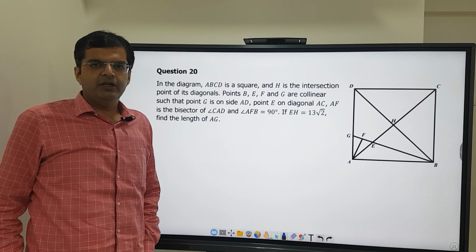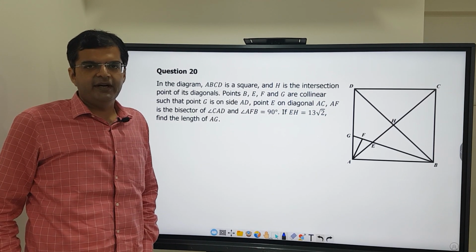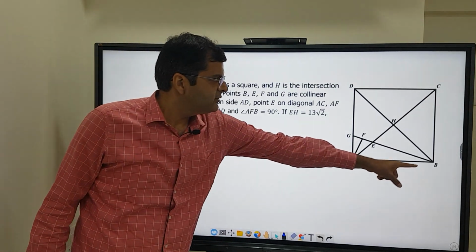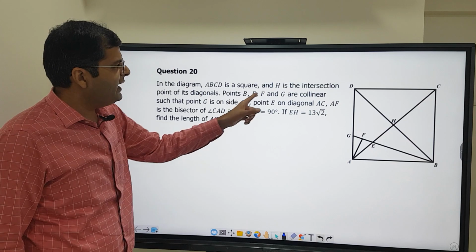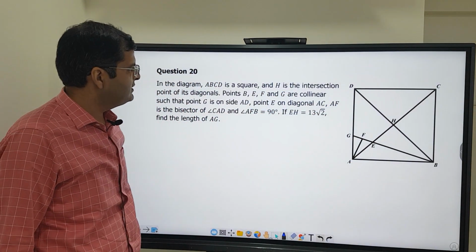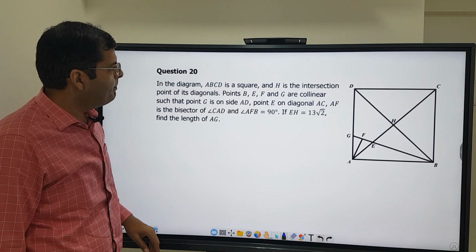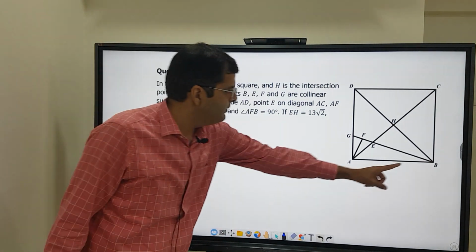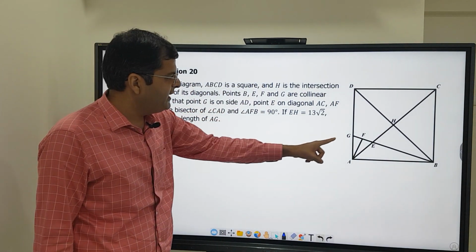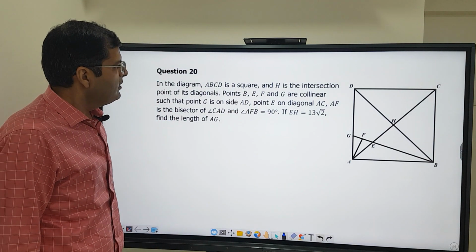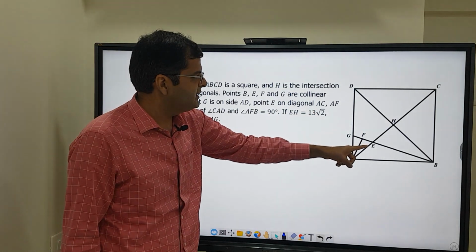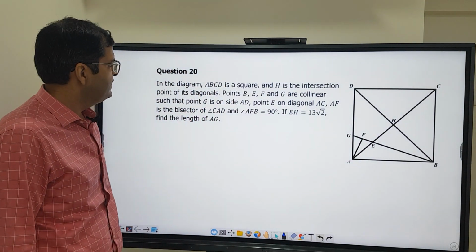So this is the 20th question of the SASMO 2019 exam for grade 10 students. The question says, in the diagram, ABCD is a square and H is the intersection of the diagonals. Points B, E, F and G are collinear such that point G is on side AD, and point E is on the diagonal AC.